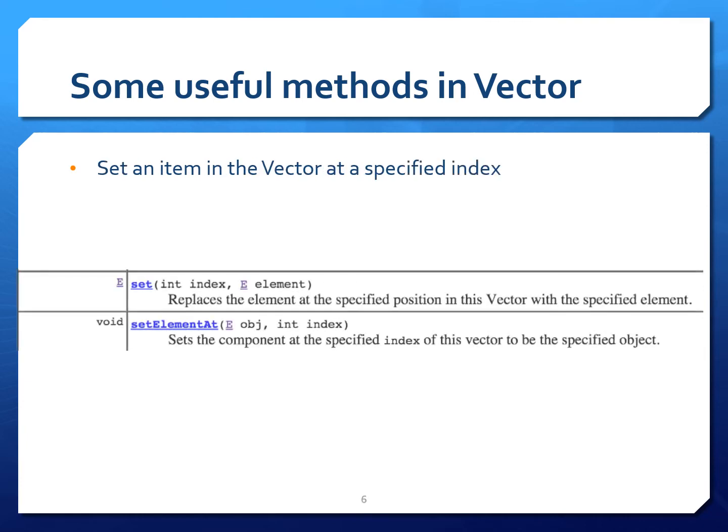To set an item in the vector at a specified index, use the set method or setElementAt method. Pass in the element to be added and the required index to either method, and that element will be set at that index. The difference between these two methods is that set method will return that added element after the set operation is done.